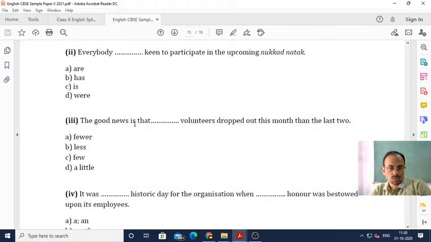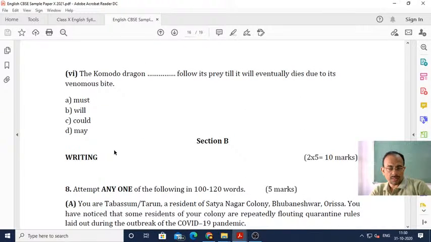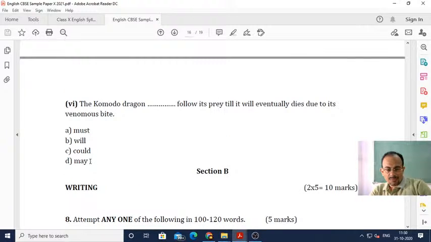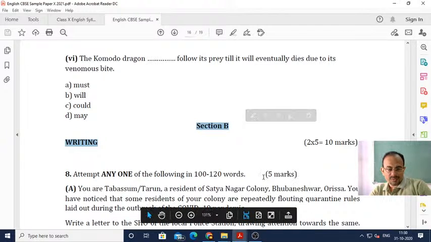And here the good news is that dash volunteers dropped out this month than last, okay. So likewise, let's work out this section now, okay. Grammar section, let's work out. And see, dear students, here multiple choice questions are over, then they've started Section B. Section B with 5 marks they've started, you see.